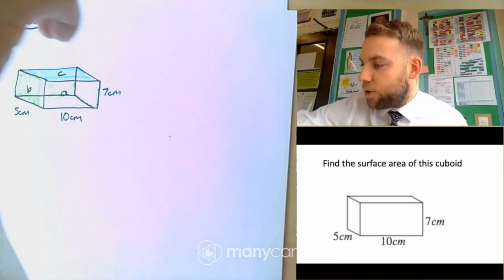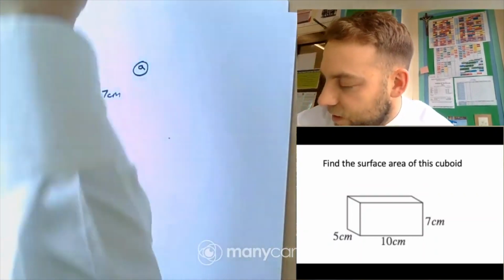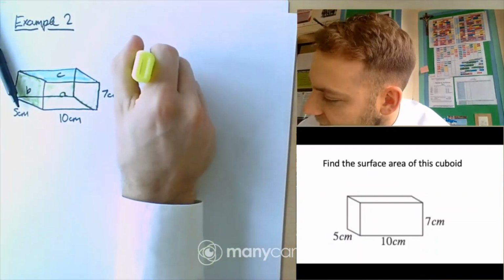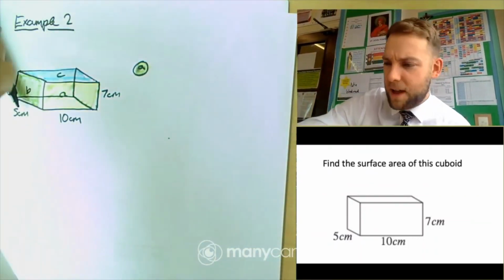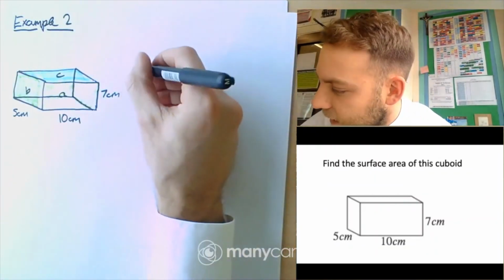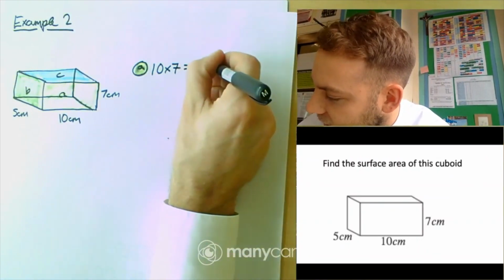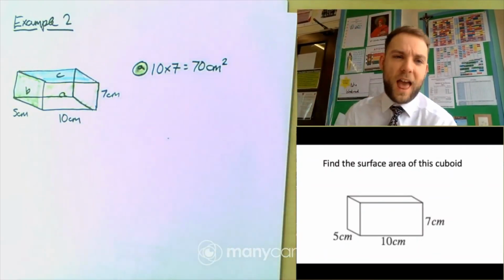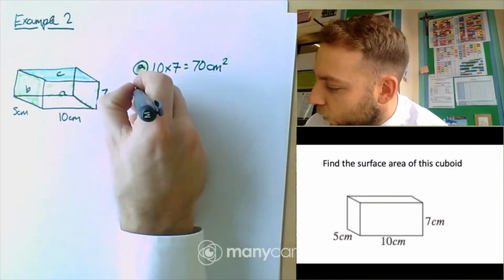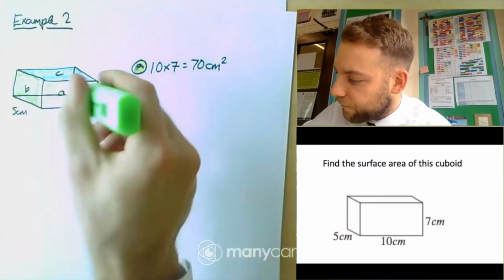So let's work out face A first. So A, which is my yellow face, and the dimensions of A are 10 by 7. So it's going to be 10 times by 7, which is equal to 70 centimetres squared, because it's the area of that front face.